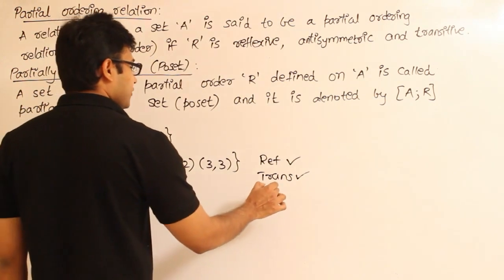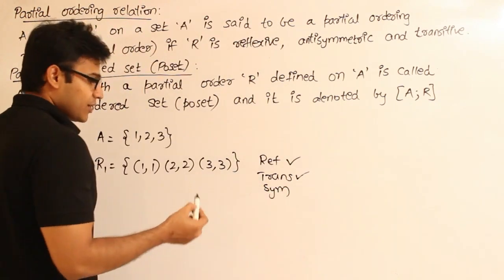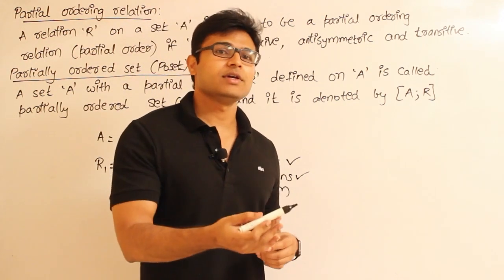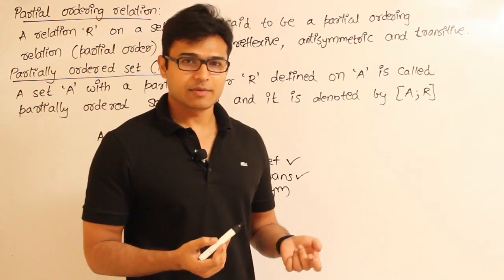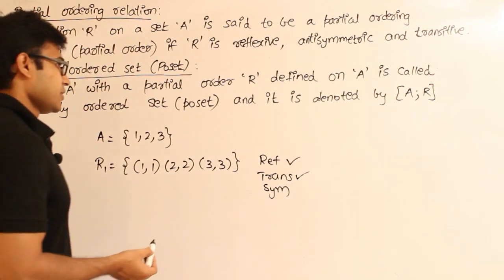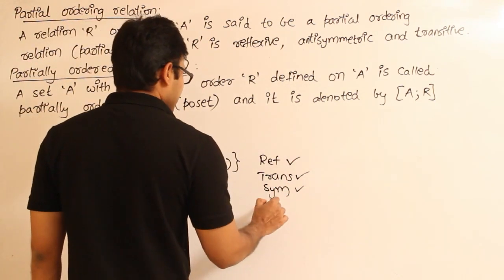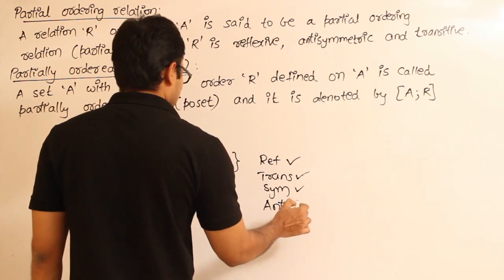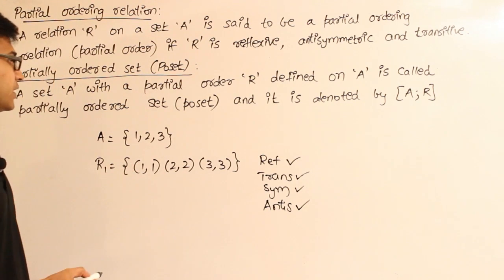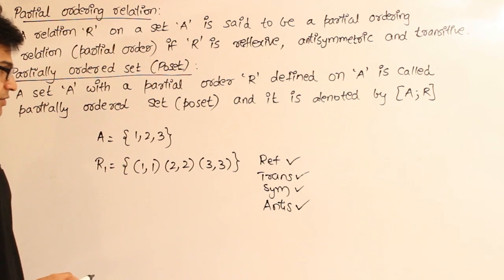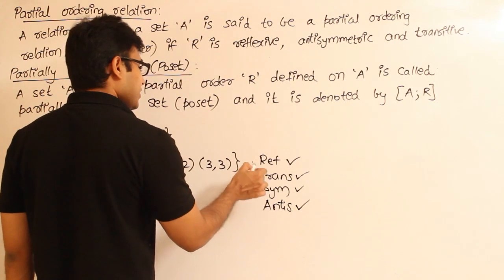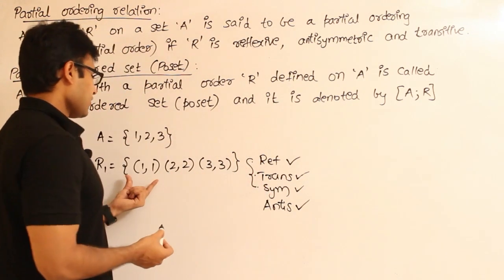And it is definitely symmetric. Why is it symmetric? Because it does not contain any element of type a comma b with a not equal to b. If you have a comma b, then only it fails to be symmetric if it does not contain b comma a. Since it contains only a comma a, it is symmetric. And definitely it is antisymmetric also, because it does not contain symmetric pairs and contains only diagonal elements, and diagonal elements are allowed in antisymmetric. So since it is reflexive, transitive and symmetric, I can call this an equivalence relation.